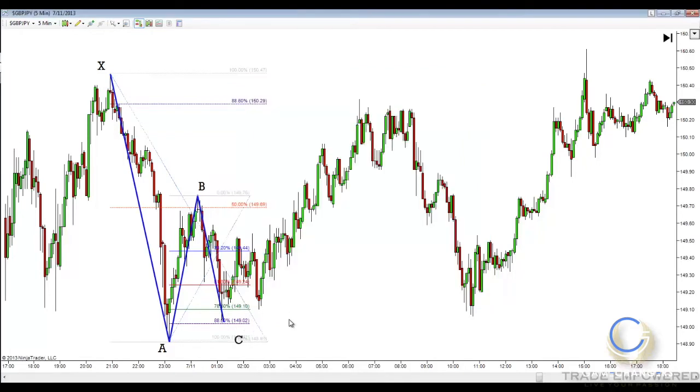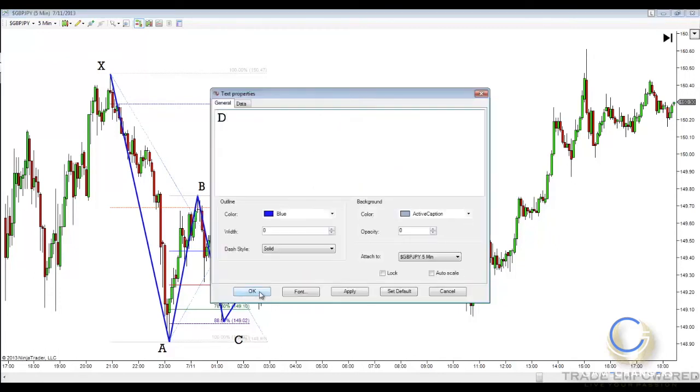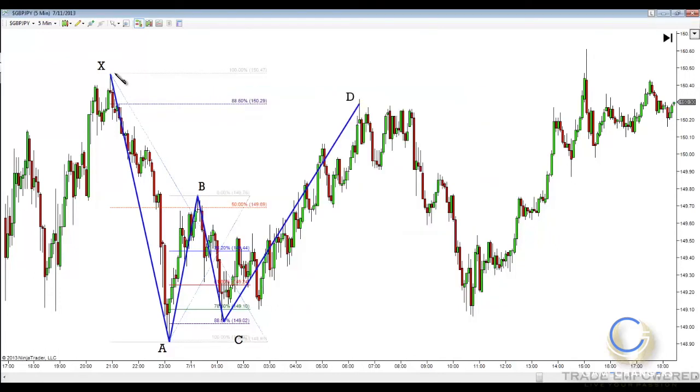And as always, our D completion, we're going to look for price action to come hit the 886, which it does right here, giving us a valid D leg and a bat pattern completion. And you can see this pair actually rolls over pretty nicely for some pretty good target 1s and target 2s, which we'll go over in a little bit.